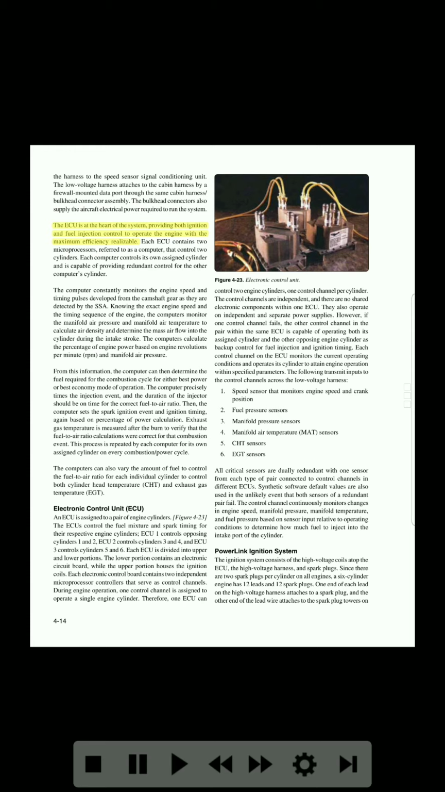The ECU is at the heart of the system, providing both ignition and fuel injection control to operate the engine with the maximum efficiency realizable. Each ECU contains 2 microprocessors, referred to as a computer, that control 2 cylinders. Each computer controls its own assigned cylinder, and is capable of providing redundant control for the other computer's cylinder.